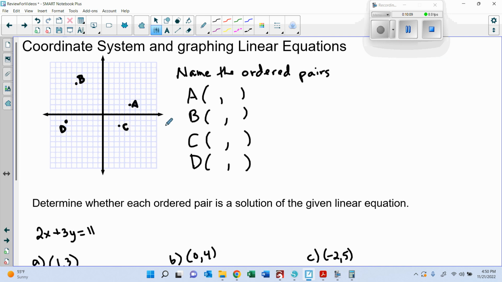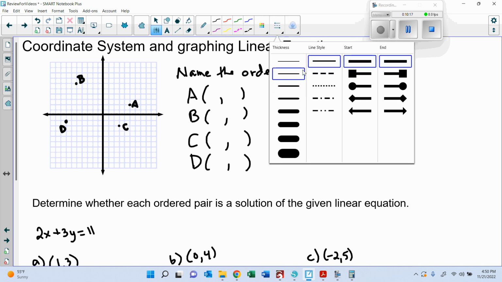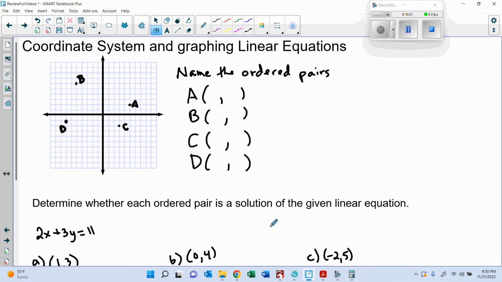Okay, now we're going to talk about the coordinate system, and basically in this part of the video, all we're going to do is name ordered pairs and then show how ordered pairs are solutions or not solutions. So we're going to practice naming the ordered pairs. You also should be able to plot points, but we're going to go this way. You should be able to go both ways. If I give you the coordinates, you should be able to put them on the graph.